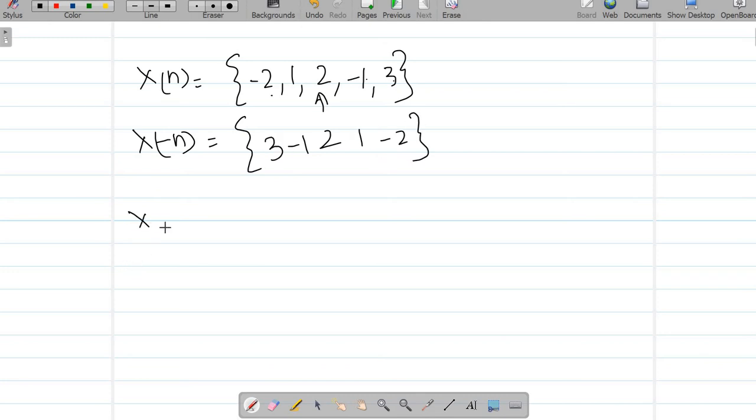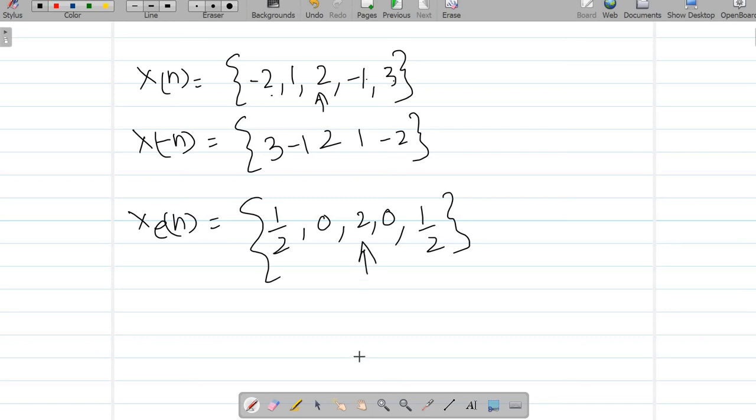So the even part of x of n, I have to add up these two and then divide it by 2. So the first one will be half, second one will be 0, the third one will be 2, fourth one will be 0, fifth one will be again half. This sample will be at n equal to 0. So this is the even part.